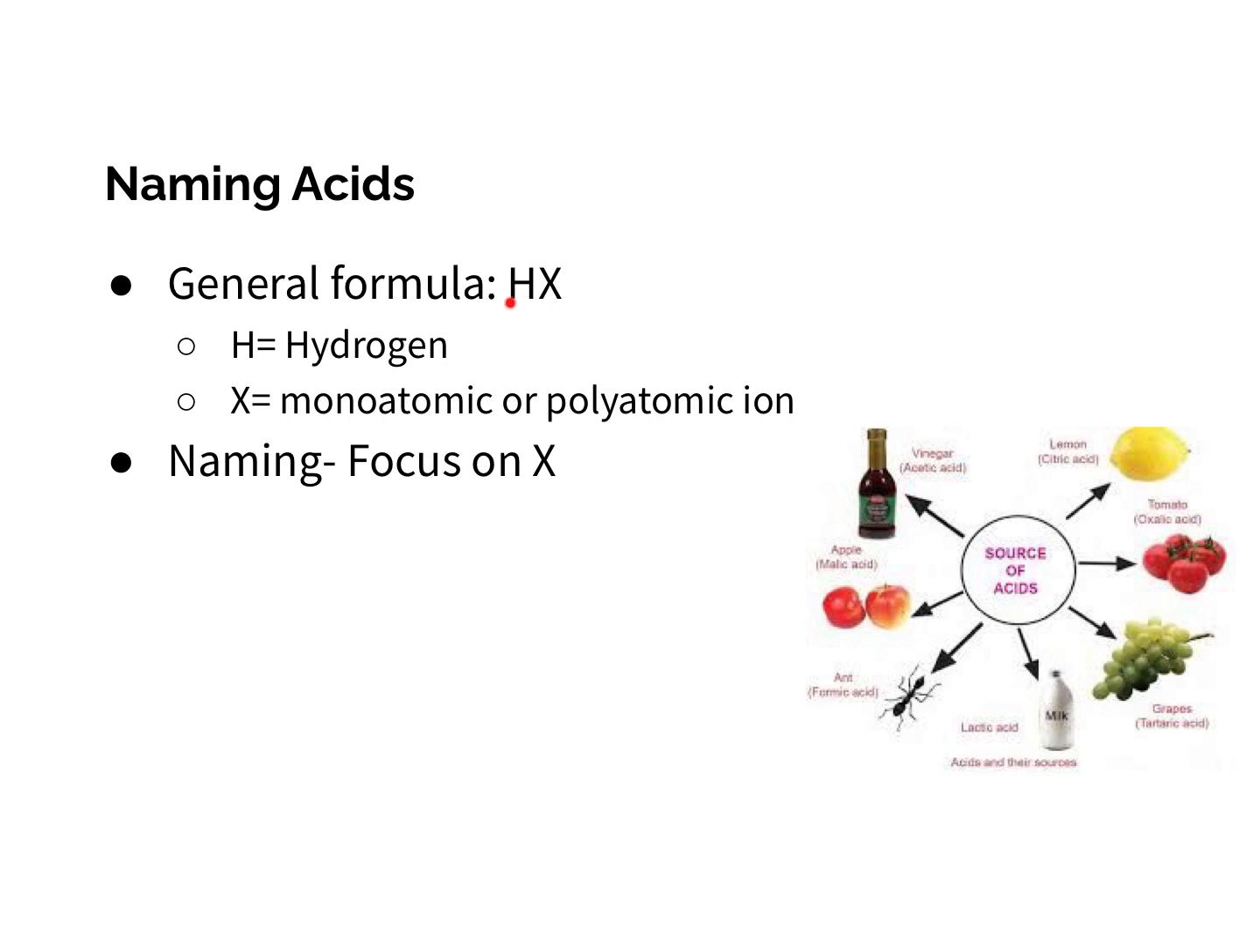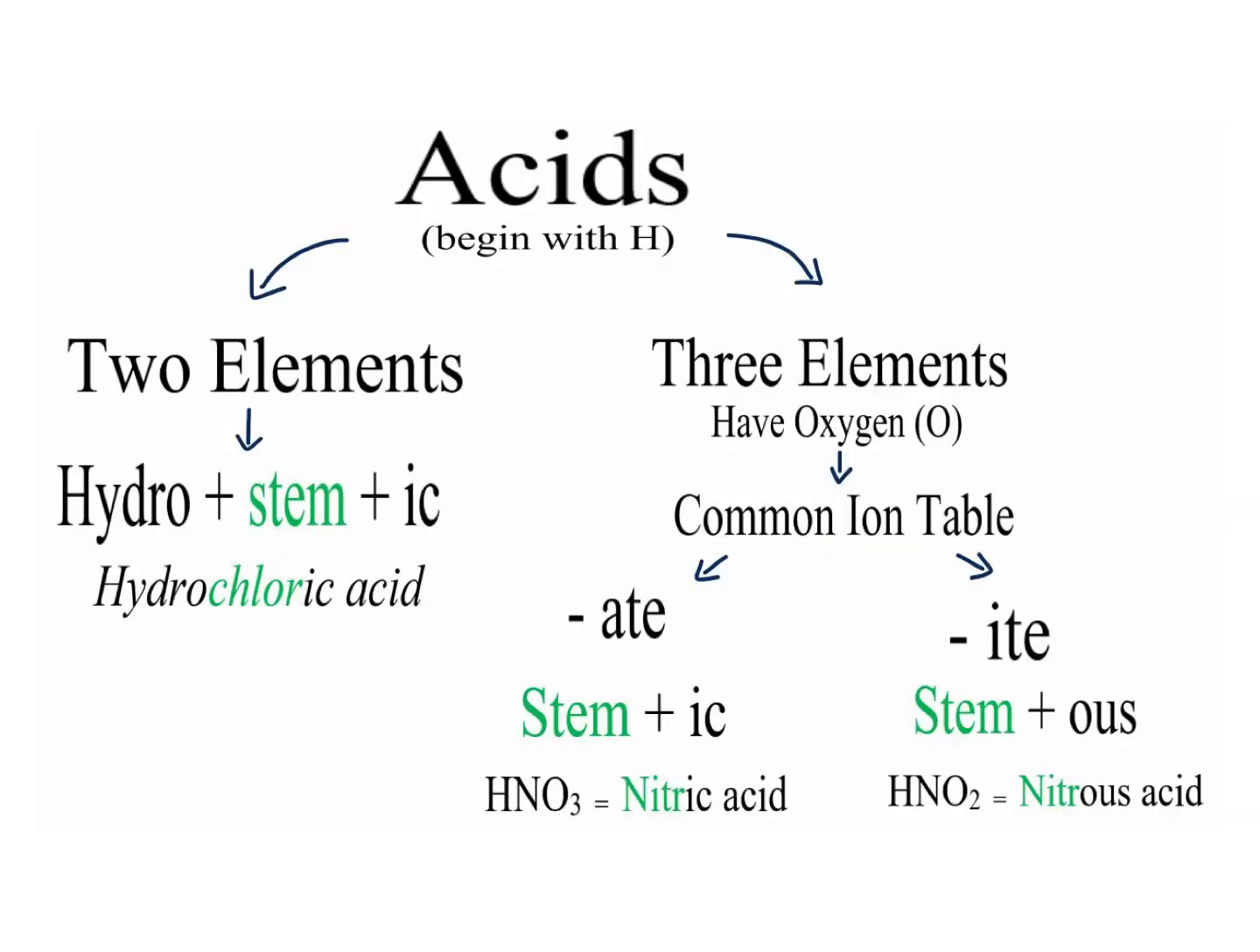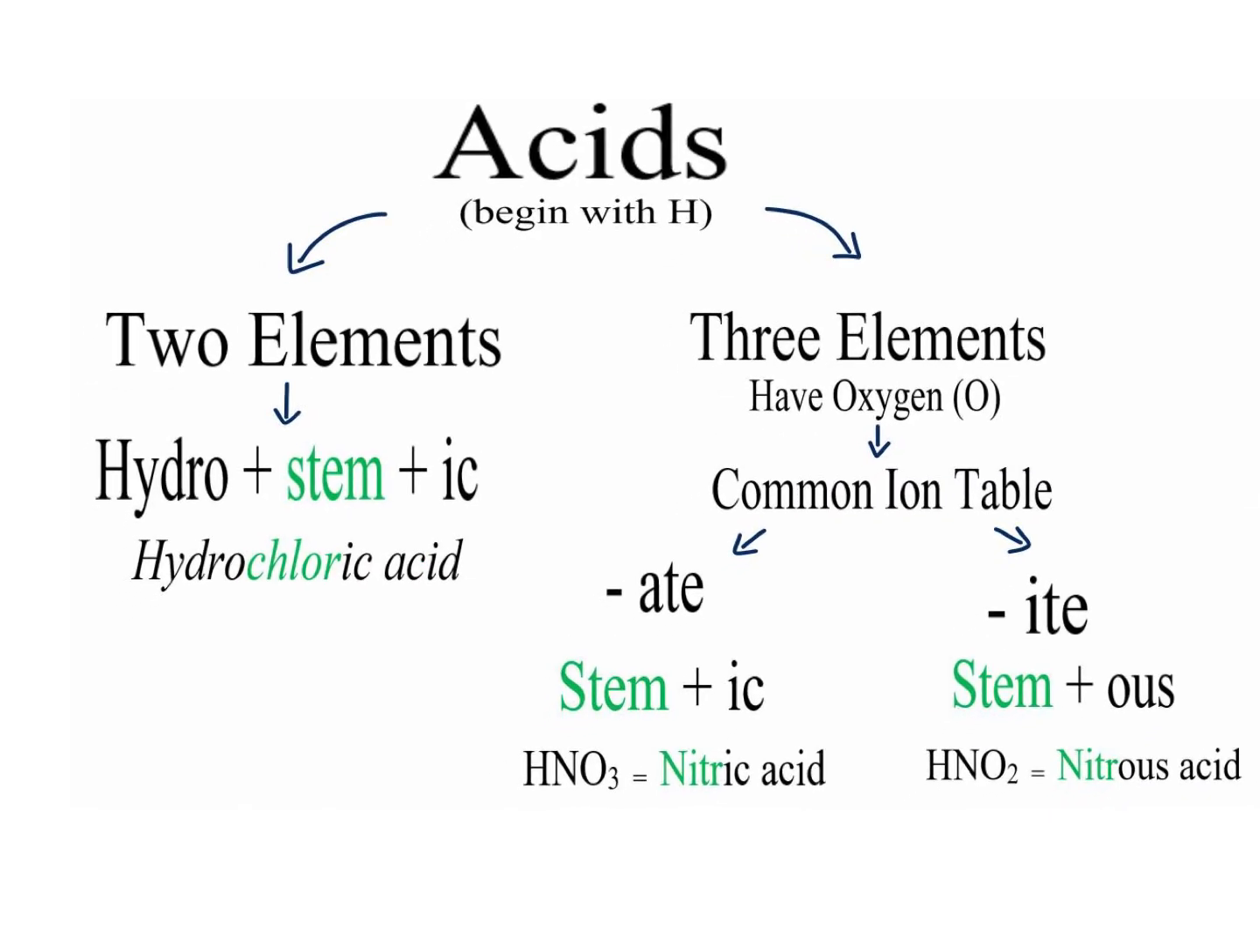Acids have an H for hydrogen. And then the X is whatever is bonded to that hydrogen. So it can either be a monoatomic ion or a polyatomic ion. Since our acids all have a hydrogen in them, we focus on whatever the second part is when it comes to naming. So there are 2 options in how we name acids. The first one is if it's a monoatomic ion, so just 2 elements bonded together. The first one's hydrogen, so it's always hydro. And then whatever that second element is, we take the stem of the name of the element and add ic to it.